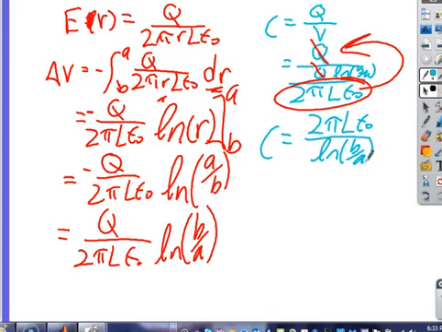Notice that it depends on the three geometric properties of the cylindrical capacitor, namely the length and the inner and outer radii. It does not depend on anything else so far. So that's all that's involved there.